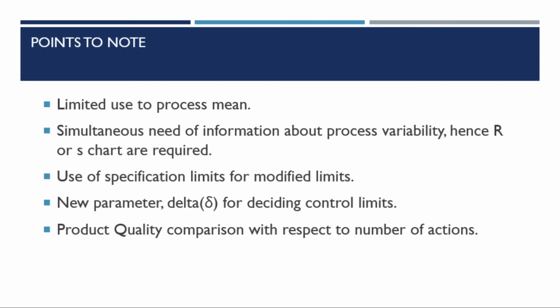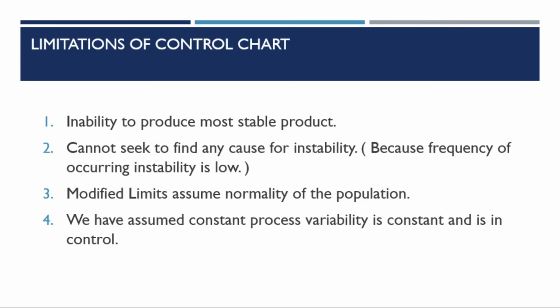Next slide. Some limitations of modified control charts: first, it will not produce more stable products, and secondly, since the limits are wider, fewer instabilities are detected because we are ignoring the instabilities in the process. We have also assumed the population follows a normal distribution. Until now, the control limits were for samples, and we can safely assume normal distribution for samples at least. We have also assumed the process is in control and the process variability R is known and has a constant value.